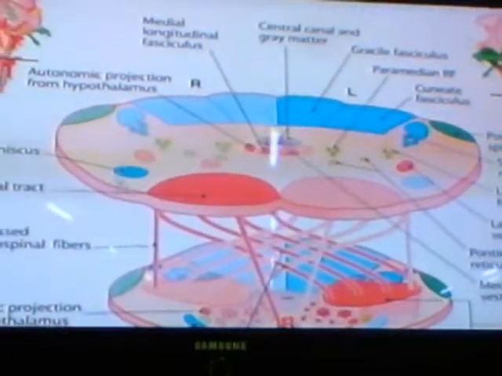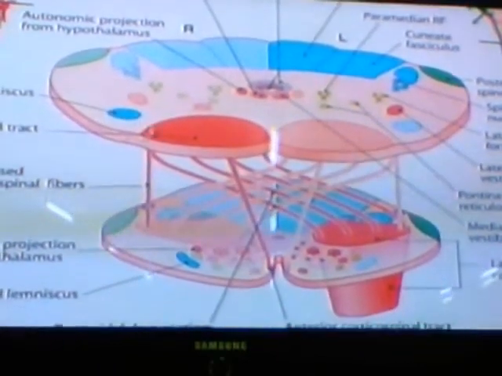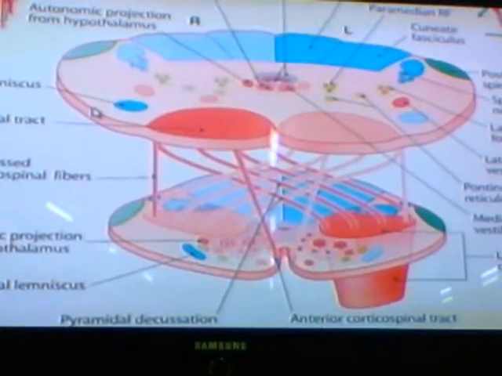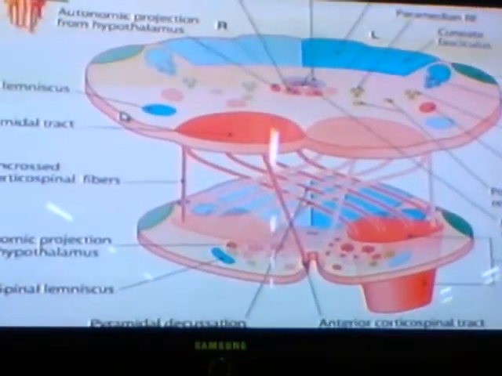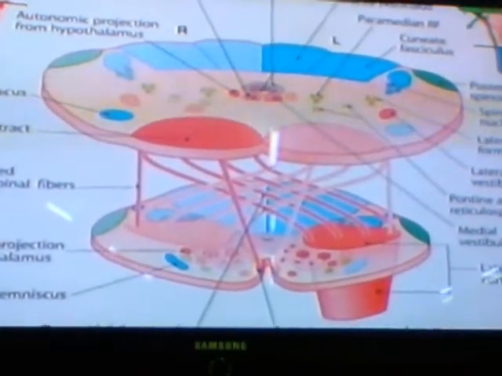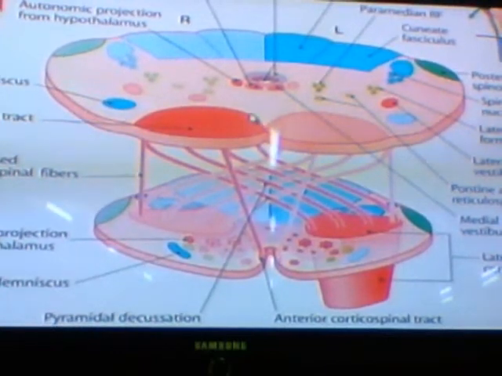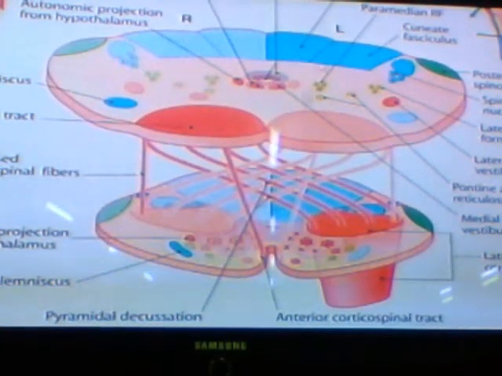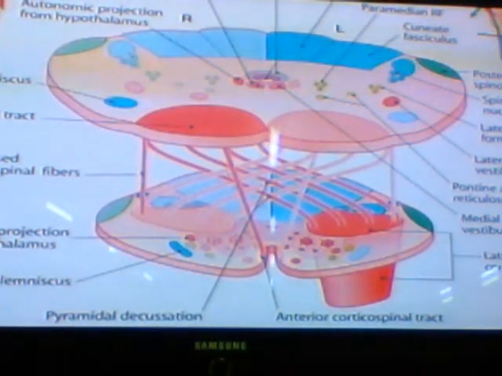But what you notice in the brainstem, in traveling up the brainstem, what is the position of this anterior lateral system, the spinothalamic tract? It's relatively lateral. Do you follow what I'm saying? We spoke about the dorsal column medial lemniscus system. The medial lemniscus travels in the brainstem relatively medially. Do you know why I said that?